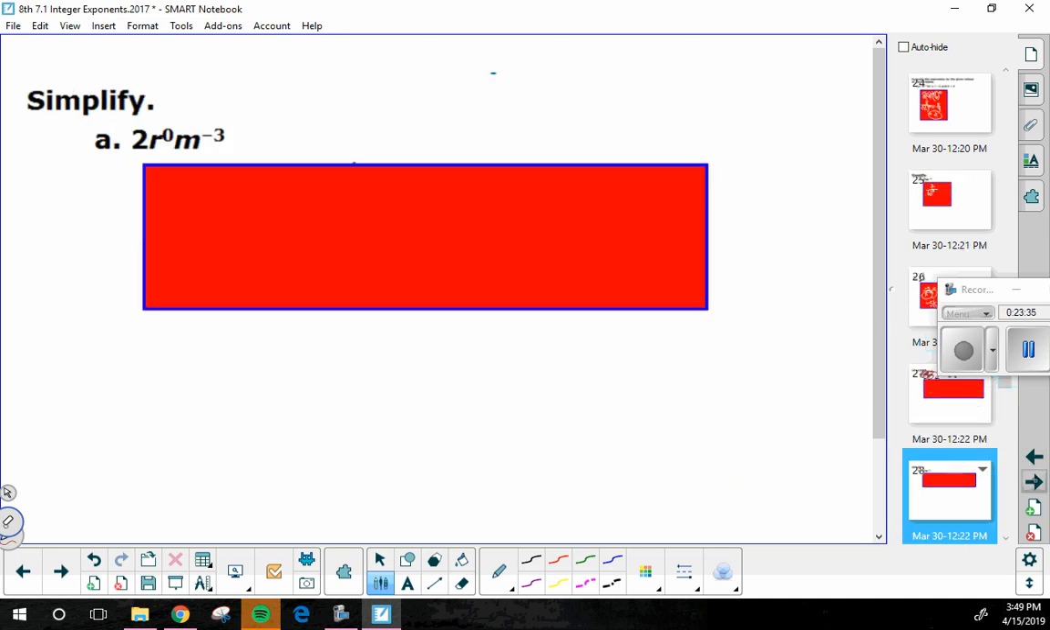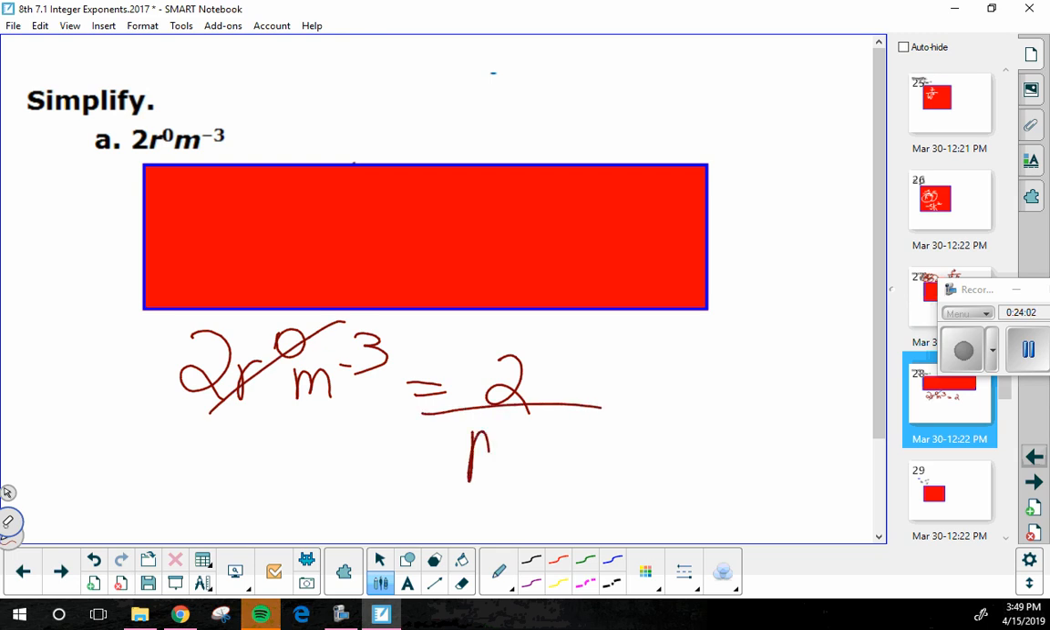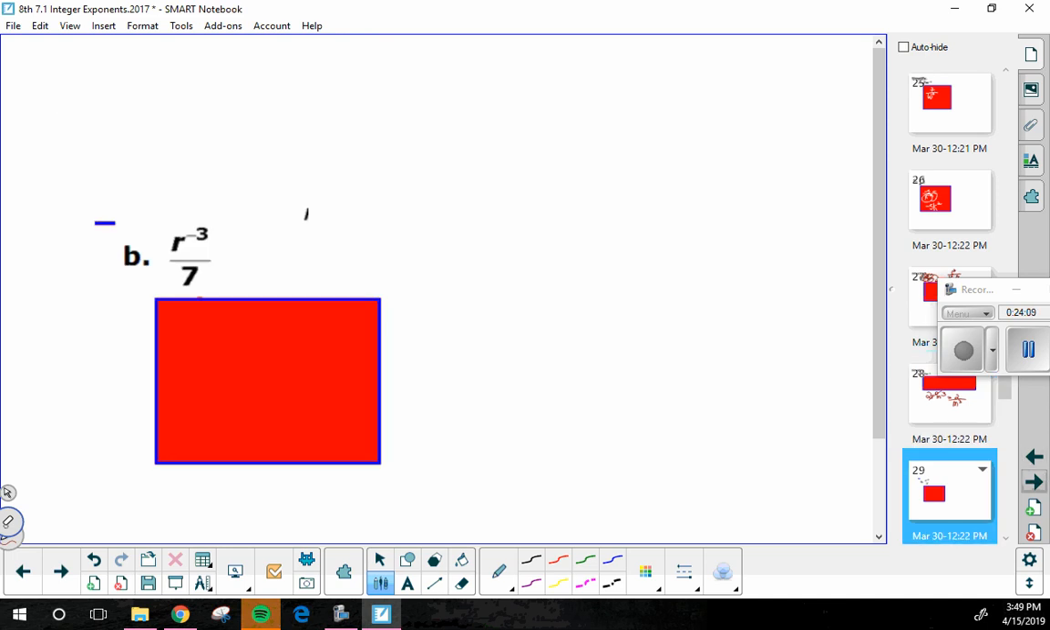So here's what your homework looks like. Oh, let's do this one. I didn't realize I had one more. 2 times r to the 0, m to the negative 3. I'm not going to walk you through it. You put what you think is the answer down. Move, stay, go away. I'm going to end up with a stay, go away, and move. Yes? Try this one. Move, stay, go away.